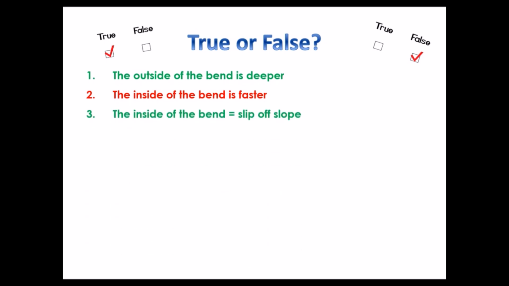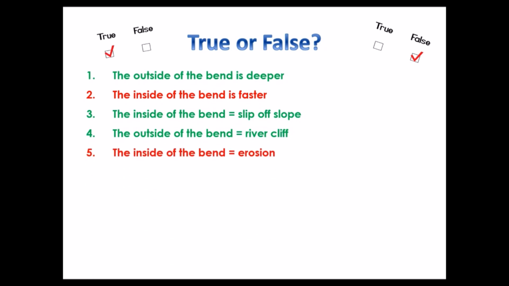We've got another true. The inside of the bend is the slip-off slope. So because of that deposition, we are getting this river beach, which you mustn't call it, by the way. It's not called a river beach, but it helps you envisage what I'm talking about. This beach of sediment on the inside bend that we need to refer to as the slip-off slope. The outside of the bend is the river cliff. Of course, that's true because it's fast flowing water. We get lots of erosion.